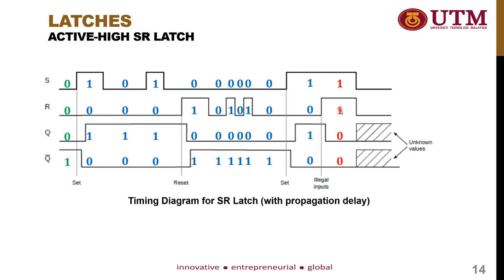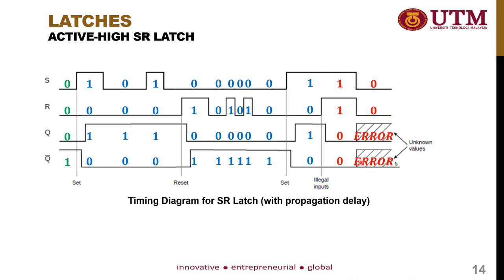So as we are moving towards the end of the timing diagram, we see that S is set to 1 and R is also set to 1. When this condition is happening, Q will become 0 and Q bar will become 0. Both values are becoming 0. So it is invalid.